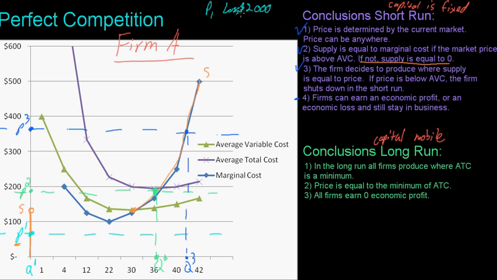Now the firm cannot go out of business in the short run. So it's just going to lose $2,000, say, this month, and then decide whether or not it wants to stay open at the end of the month.